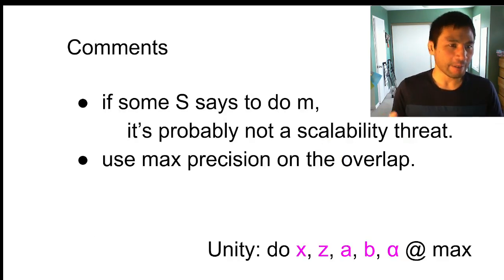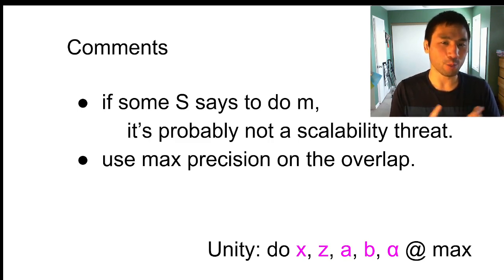So yeah, if some sub-analysis says to do M, then the idea behind Unity is that it's probably not a scalability threat, because the analysis S was shown as an analysis that kind of works to some extent. And so if S says to do it, then we can probably do it and it's not going to blow up. And the other thing is, use max precision on the overlap, right? So you do the thing that each analysis tells you to do, at least.